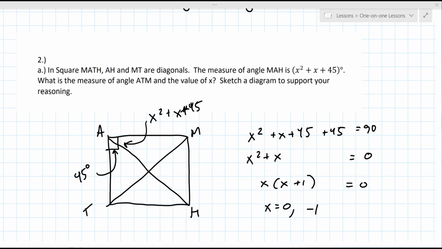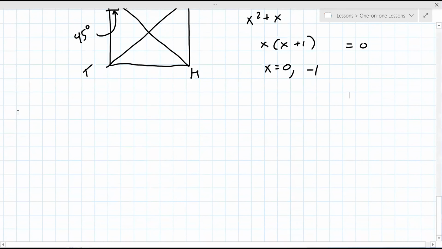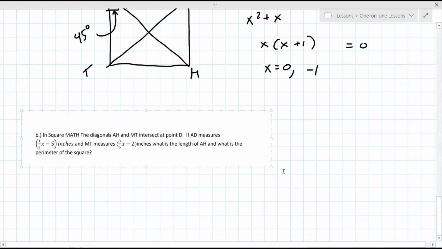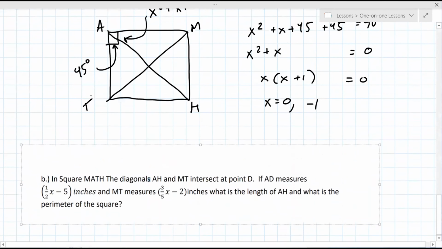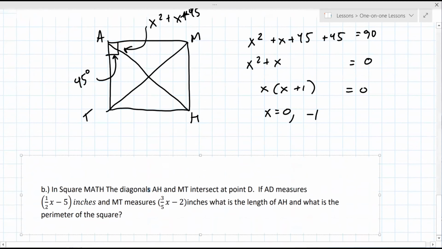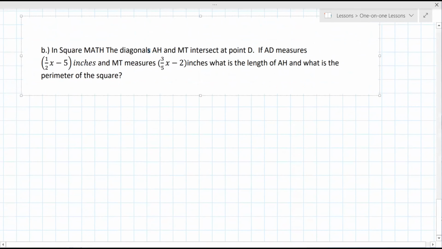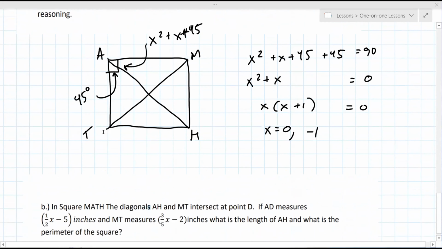A lot of the challenge in these questions, especially from your instructor, is the fact that you do have to draw the picture correctly. I can't really reuse that picture. Oh, I don't think we finished that problem. What is the measure of angle ATM? Yeah, ATM, it's 45. They're all 45 in a square.